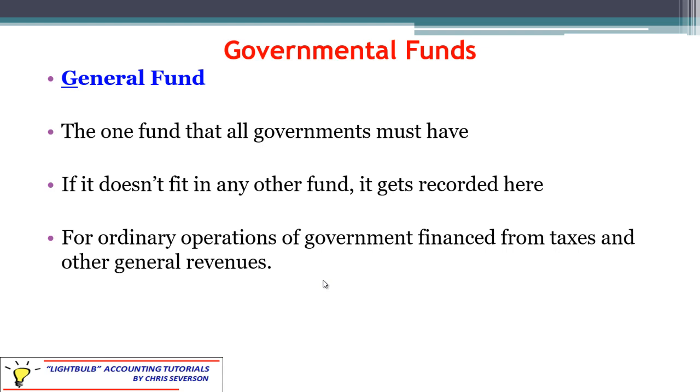Now, that's one thing to keep in mind here. We'll see this in journal entries in later videos, is that the general fund can interact with the other funds. Quite often it does. Something starts off in the general fund and then it moves to another fund, or vice versa. But this is basically where the general type items get reported, if there's nothing specific that needs to be tracked elsewhere.